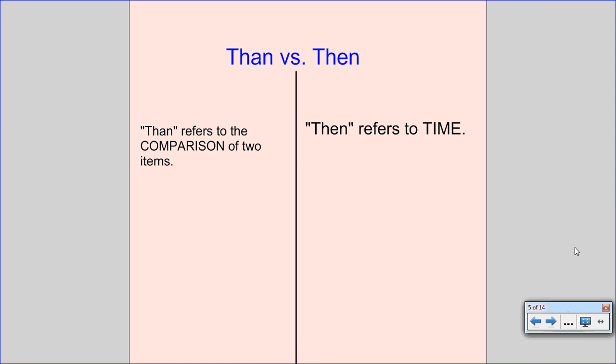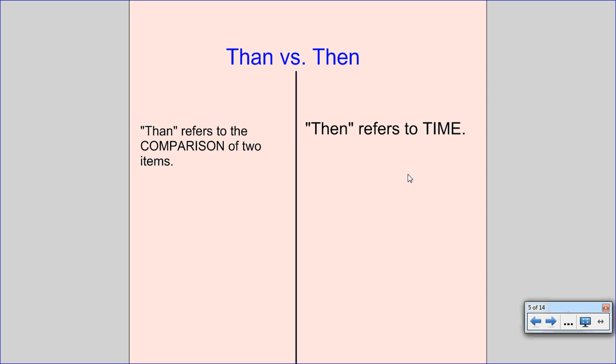All right. Than and then. Very simply put, than is used when you're comparing two things. He is shorter than me. I am richer than him. Anytime you compare things, you're using than. Anytime you're talking about time or sequence, you're using then. We did this. Then we did this. Then we did this. Talking about sequences of time. So it's very, very straightforward. Than is comparing, then is time.